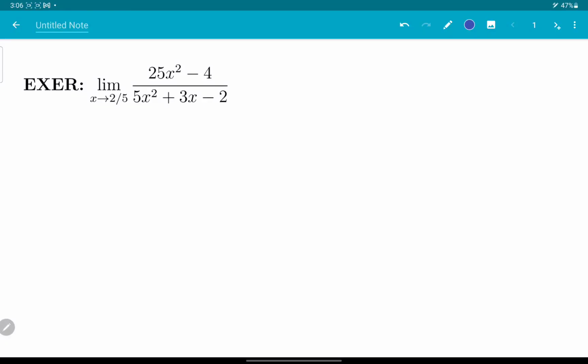Okay, exercise. I want you to pause, copy this out, and give it a try. The hint is factor and then cancel. Factor, then cancel. Okay, here comes the solution.